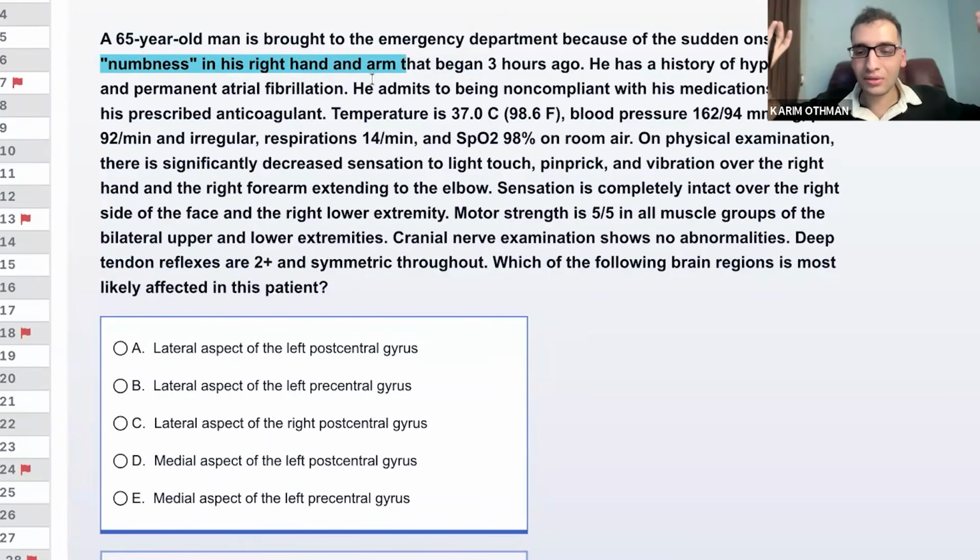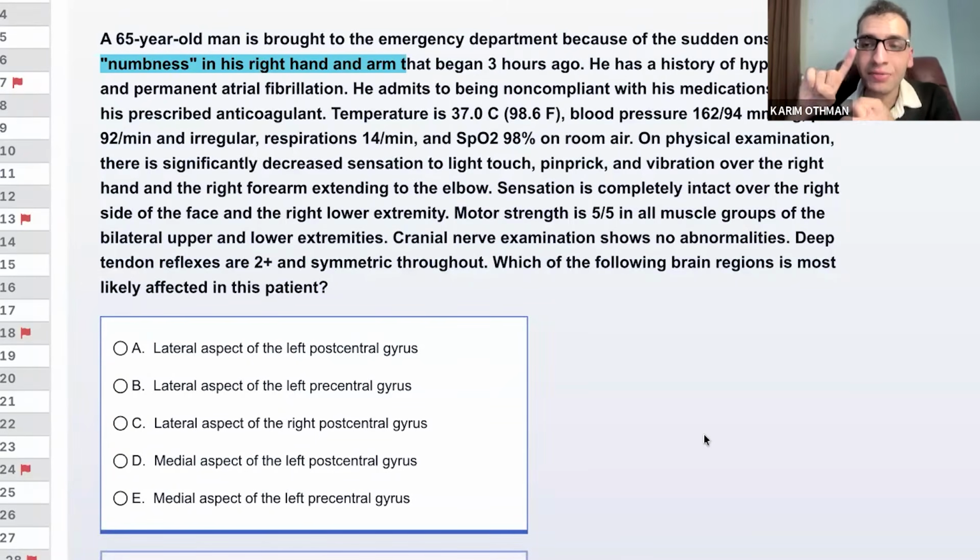I just want you to answer this question for me, guys. If there is numbness of the right hand and arm, which artery will be affected? And the left or right? What do you think? Amazing. Hand and arm would be the middle cerebral artery. And it's on the right, Yad.